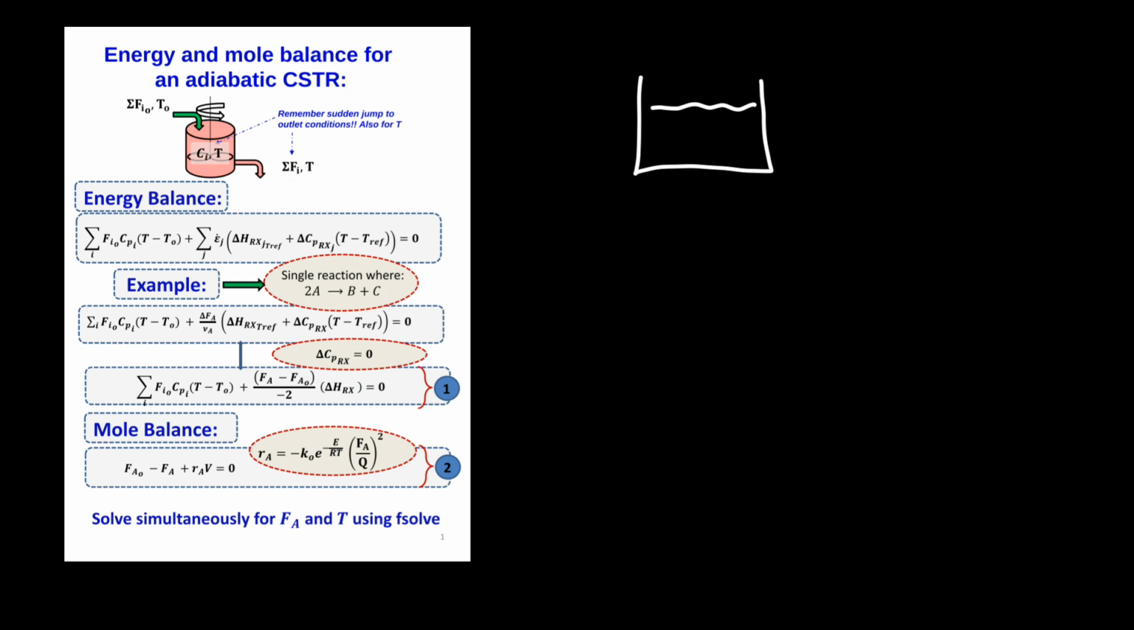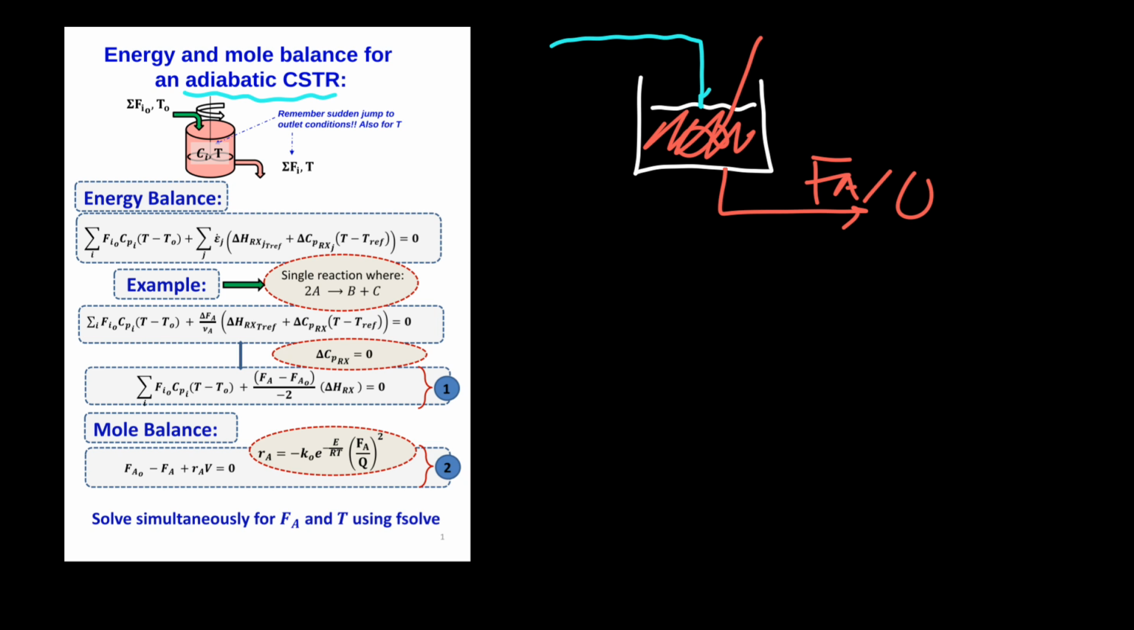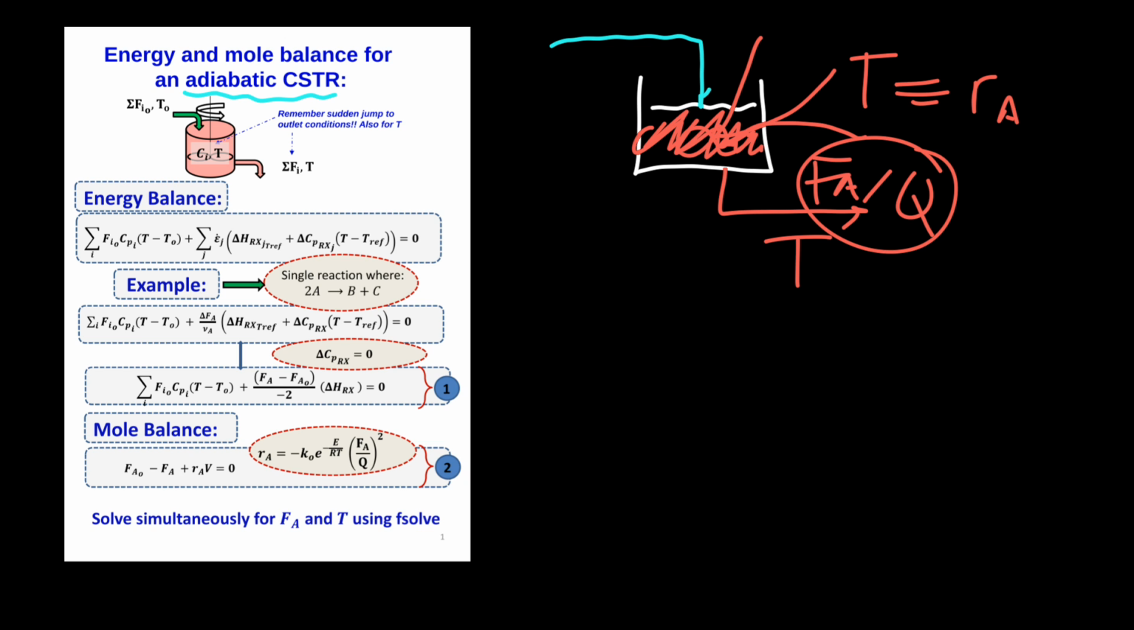When we apply the energy balance specifically for an adiabatic CSTR reactor, it is important to remember that the inlet suddenly jumps to the outlet state when it is added to our stirred tank reactor. And that is not only in terms of the concentration, so the concentration of the outlet stream matches the concentration inside your vessel, but that is also true for the temperature. The temperature at which I must evaluate my rate inside that reactor corresponds to the outlet temperature of my CSTR.